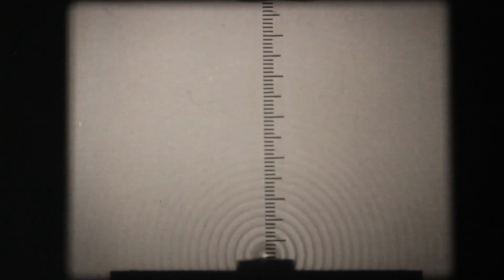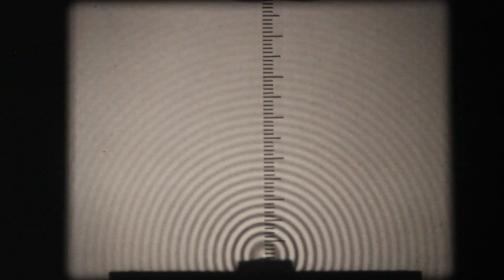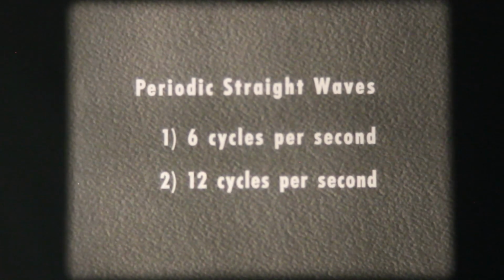If you observe these waves through a rotating slotted disc, a stroboscope, you can apparently stop the motion of the waves, and you can measure the distance between successive crests, finding the wavelength that's being used. This periodic straight wave has a frequency of 6 cycles per second. And now 12 cycles per second.